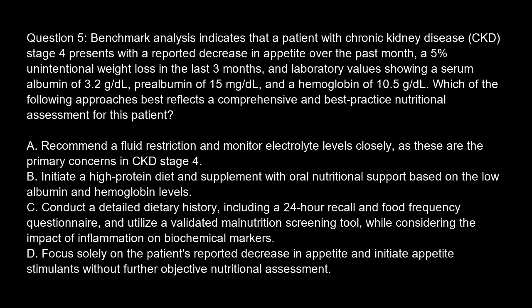Option A. Recommend a fluid restriction and monitor electrolyte levels closely, as these are the primary concerns in CKD stage 4. Option B. Initiate a high-protein diet and supplement with oral nutritional support based on the low albumin and hemoglobin levels. Option C. Conduct a detailed dietary history, including a 24-hour recall and food frequency questionnaire, and utilize a validated malnutrition screening tool while considering the impact of inflammation on biochemical markers. Option D. Focus solely on the patient's reported decrease in appetite and initiate appetite stimulants without further objective nutritional assessment.